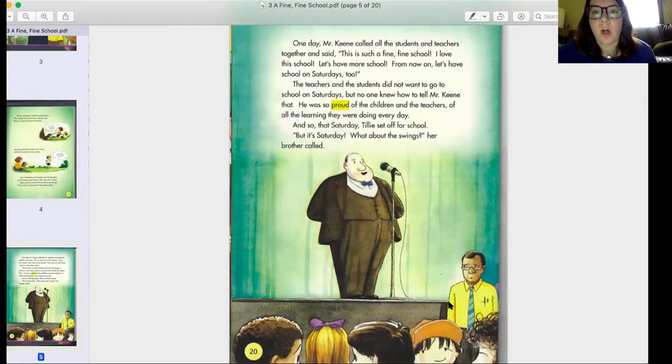One day, Mr. Keene called all the students and teachers together and said, "This is such a fine, fine school. I love this school. Let's have more school. From now on, let's have school on Saturdays too." The teachers and the students did not want to go to school on Saturdays, but no one knew how to tell Mr. Keene that. He was so proud of the children and the teachers, of all the learning they were doing every day. And so that Saturday, Tilly set off for school. "But it's Saturday. What about the swings?" her brother called.